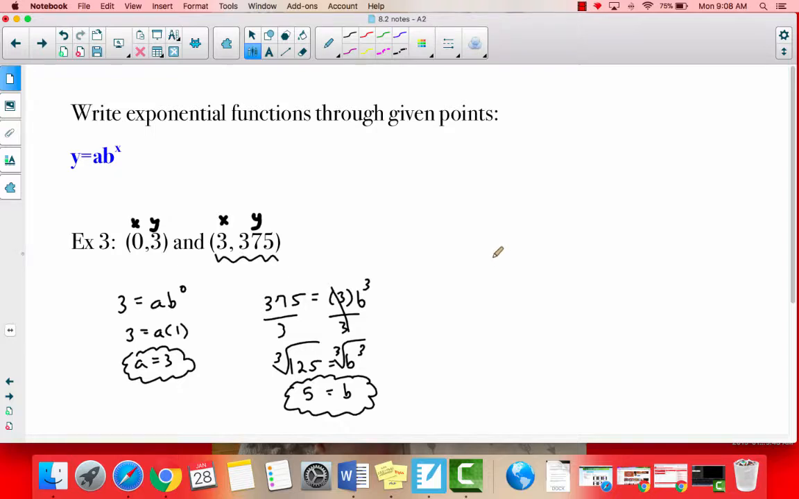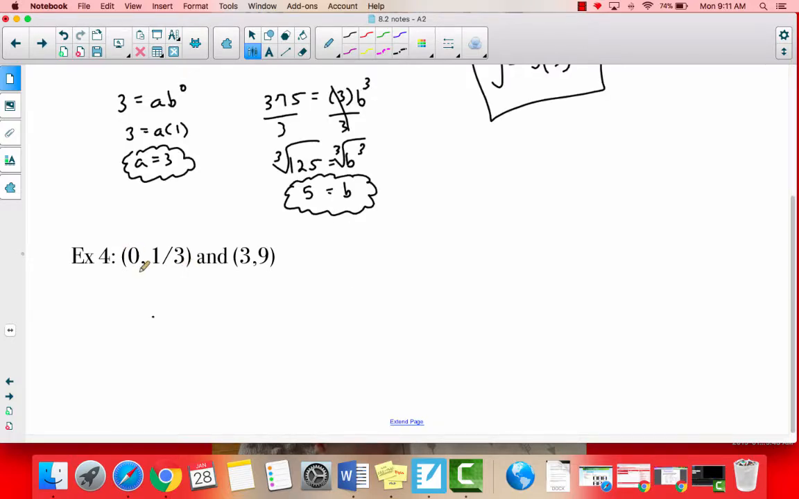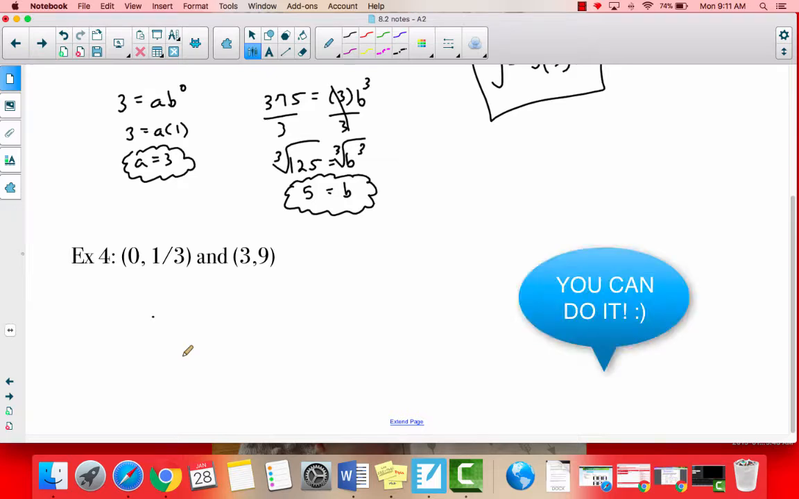So our final answer would be y is equal to a, which we said was 3, times the b value, which is 5, to the power of x. And remember, when you write your final answers for your functions, you want to make sure you have x and y in your final answer. The a and b should have numbers there. Here's an example that you could go ahead and try, so pause your video, try this one out. It's very similar to example 3, and if you'd like me to check that in class, I would be glad to do that.